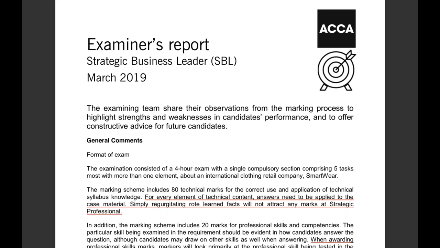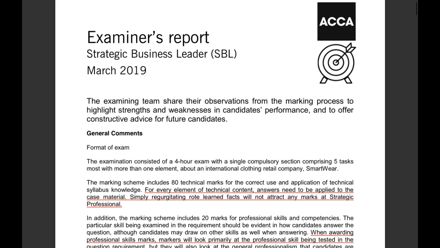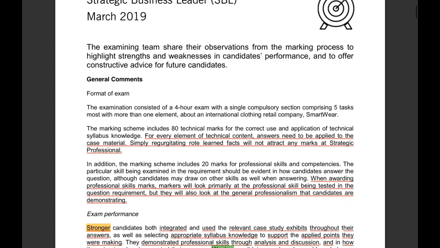So basically under this particular examiner's report, okay, this is what they share on the strengths and weaknesses of the candidates' performance. And what they are trying to give you is some constructive advice, because you'll be sitting for the exam, so they wouldn't want you to make the same mistakes these particular candidates have made, right? So two things for the format under the general comments.